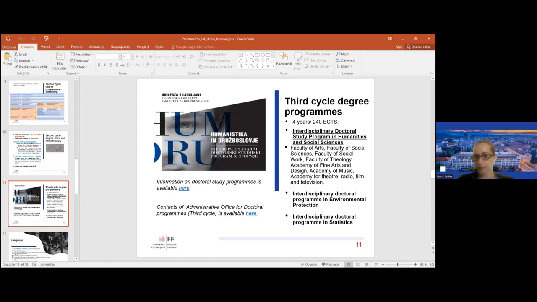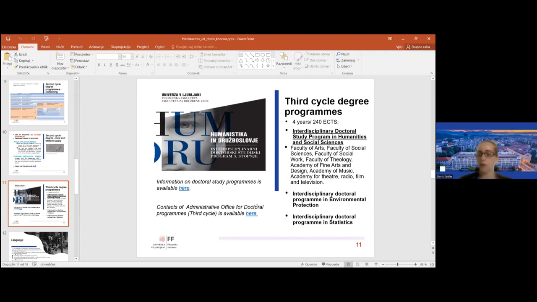We also offer third cycle degree programs. The length of the third cycle doctoral programs is 4 years and they have 240 ECTS credit points. Together with the Faculty of Social Sciences, the Faculty of Arts carries out the interdisciplinary doctoral study program in Humanities and Social Sciences. But the Faculty of Social Work, Faculty of Theology, Academy of Fine Arts and Design, Academy of Music, and Academy of Theater, Radio, Film, and Television are also cooperating in carrying out this program.